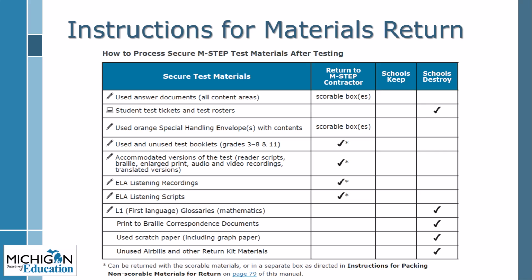That's a reason why you want to make sure that you inventory your materials when you get them. If you have anything on your packing list that's not included in your shipment, you need to let us know as soon as you get your materials. Don't wait for after testing and then you don't have what is expected to be returned. If you have any issues with your inventory, send an email to md-oeaa@michigan.gov.